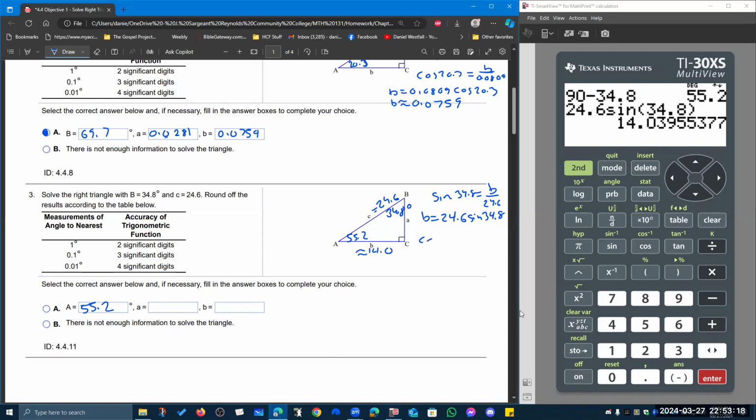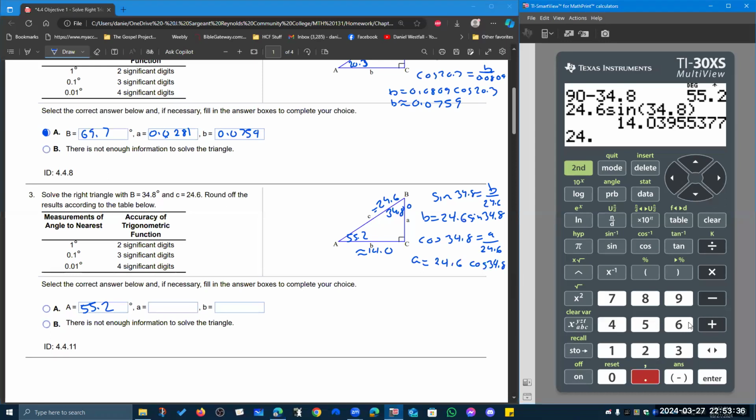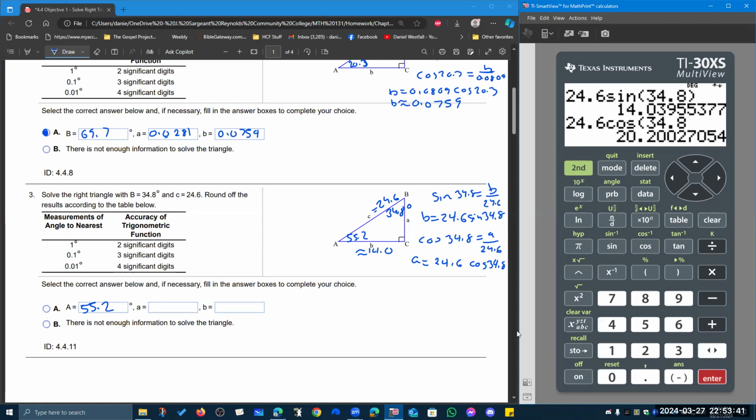And then cosine of 34.8 is equal to A over 24.6. So A is equal to 24.6 cosine of 34.8. And A is approximately 20.2. And B was about 14.0.